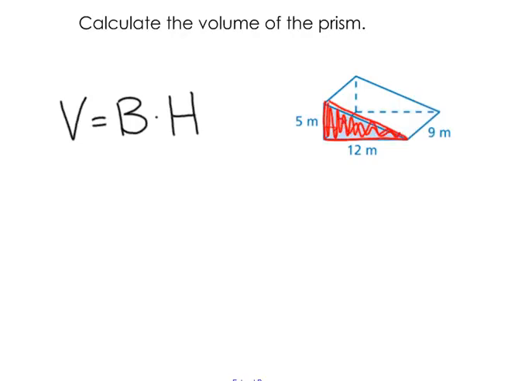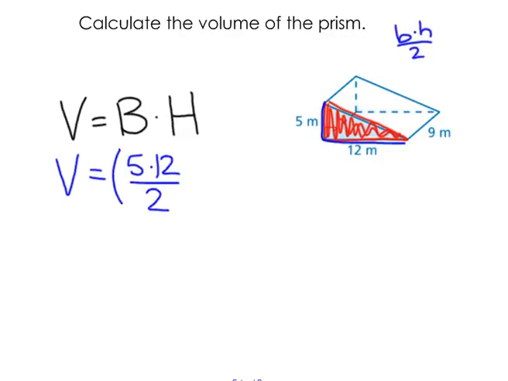So remember that the base is going to be the face where you have two of them parallel to each other. So that would be this triangle right here. So on our formula for area of the base, since it's a triangle, that would be base times height divided by 2. Now notice how I have lowercase b and lowercase h. Those represent my side lengths of 5 and 12 meters. So I can go ahead and plug those in. 5 times 12, all divided by 2, that's the base.